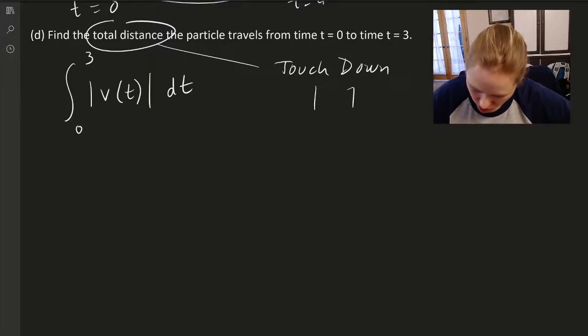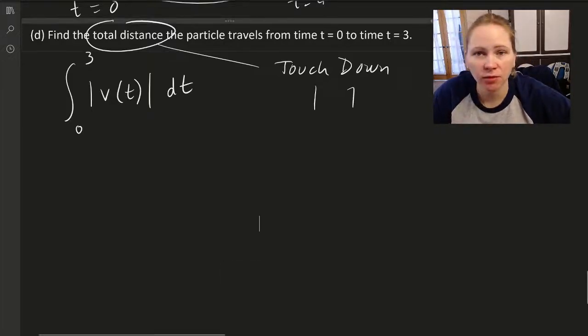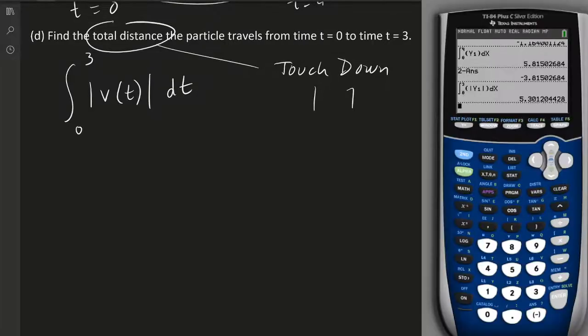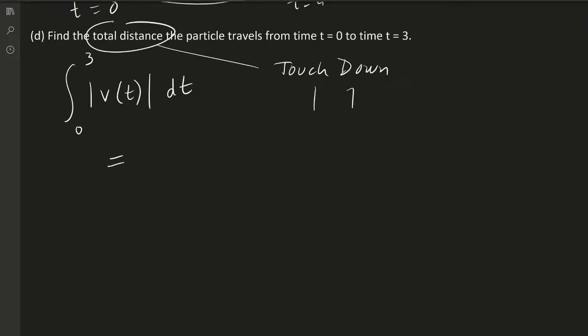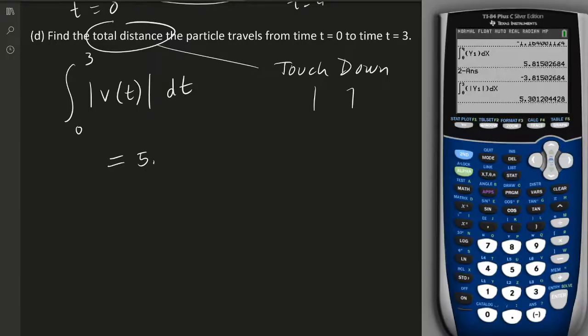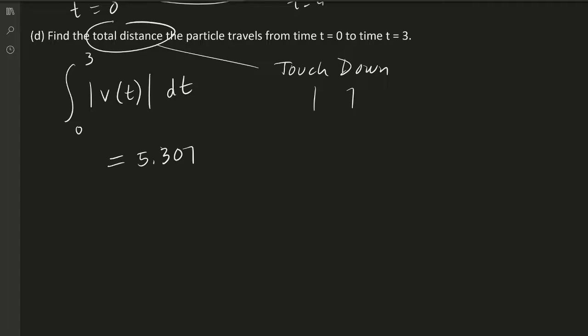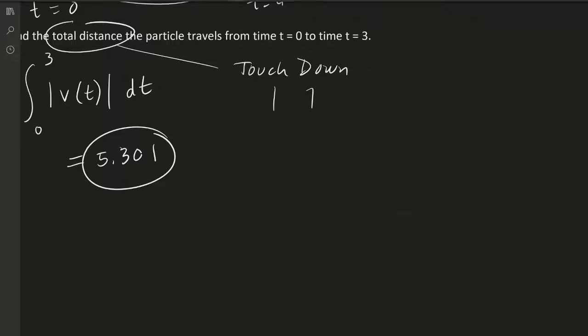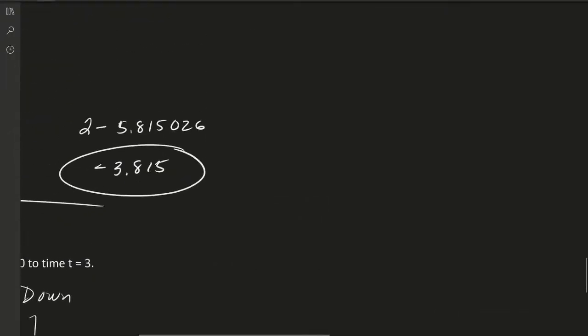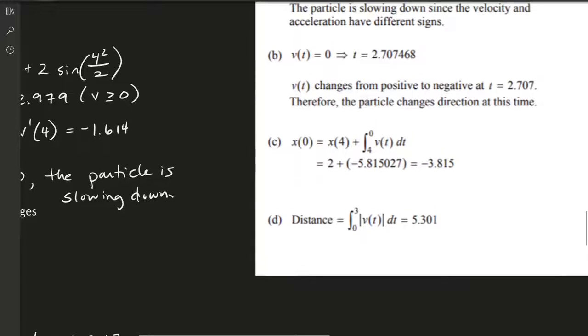Right? So we're going to go back to our calculator, and we're going to use our calculator to help us with this one. Using our calculator, we type it in, we use the absolute value bars, and we get 5.301 as my total distance traveled from 0 to 3. And this is just showing the integral and getting the answer, because it is a calculator question where all you have to do is type it in and remember to use the absolute value.